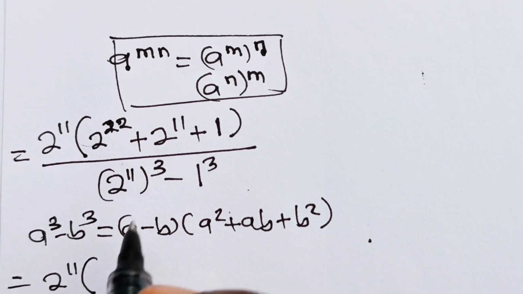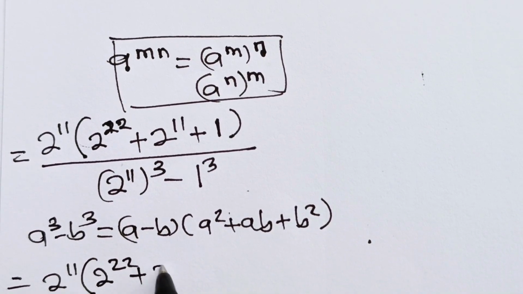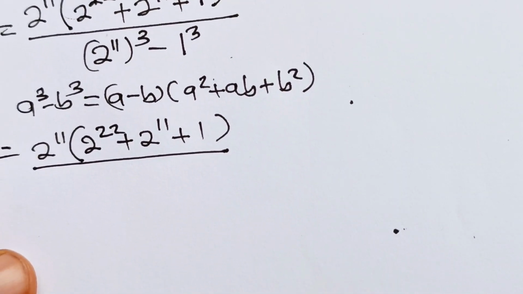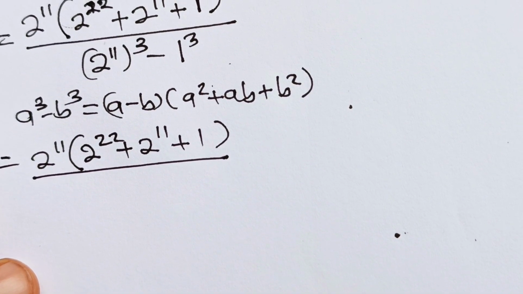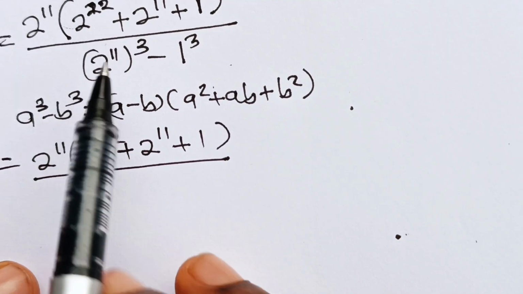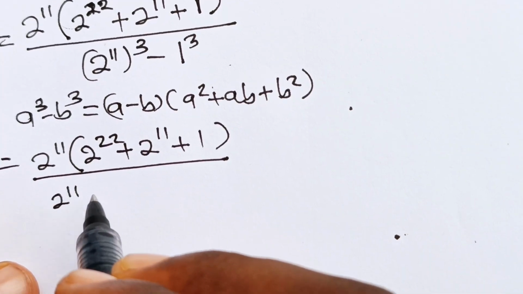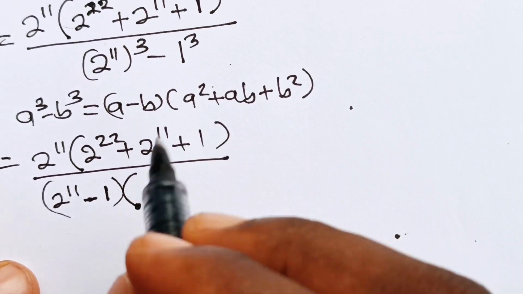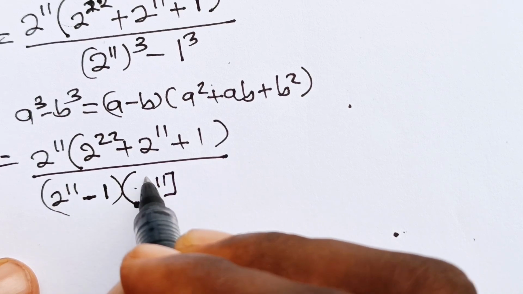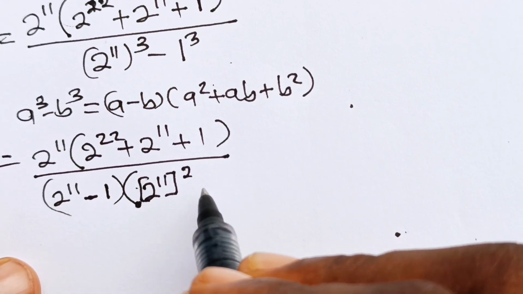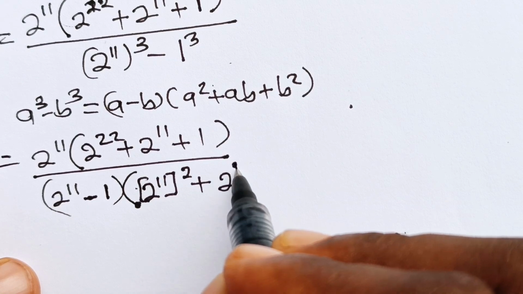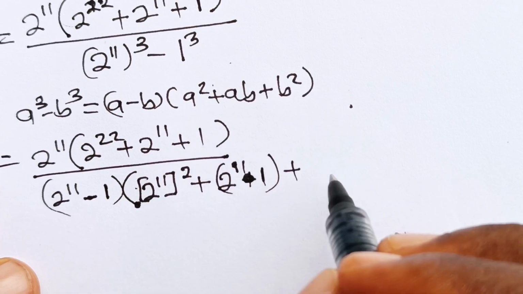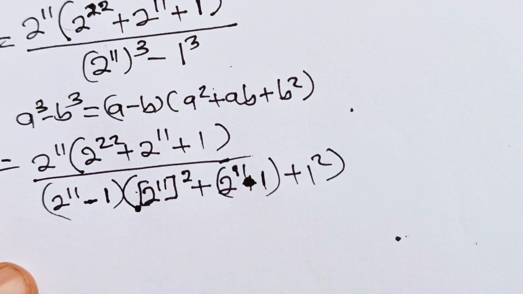2 to the power of 11 bracket 2 to the power of 22 plus 2 to the power of 11 plus 1, everything divided by, now let's simplify the denominator. The denominator is the same thing as 2 to the power of 11 minus 1, multiplied by a squared, that is 2 to the power of 11 squared, plus ab, that is 2 to the power of 11 multiplied by 1, plus b squared, that is 1 squared. This is what you will have.